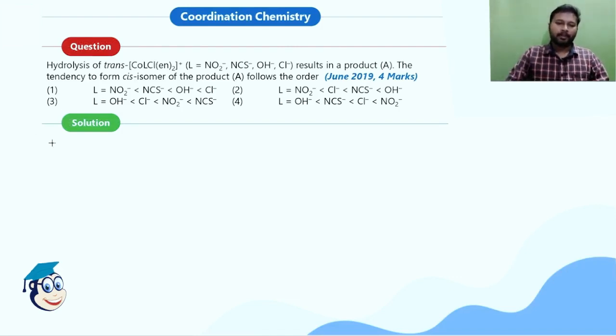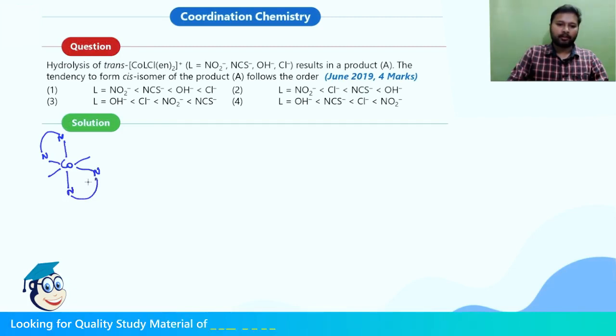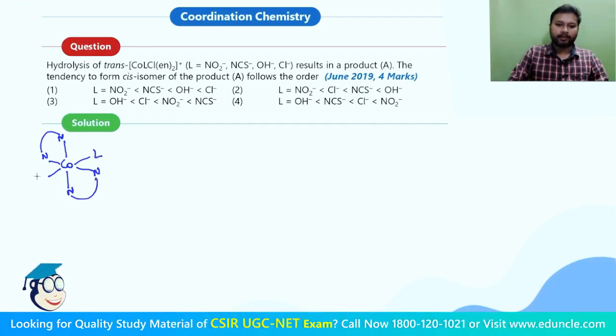To answer this particular question, there are 2 ways. The first one is you can easily go with the trans series. You can just follow the trans series, and that is going to give you the answer. Now I'll just try to explain it a little bit. This particular complex has cobalt, an octahedral complex, with N and N of ethylenediamine, and N and N of ethylenediamine. This is L, and this is some chlorine.